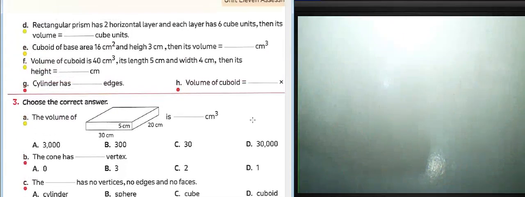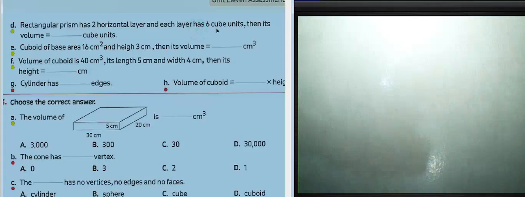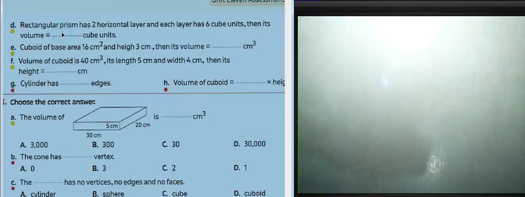Question letter D. A rectangular prism has two horizontal layers and each layer has 6 cubes. Its volume will be what? We can find the volume by multiplying the number of horizontal layers by the count of cubes in each layer. Each layer has 6 cubes.